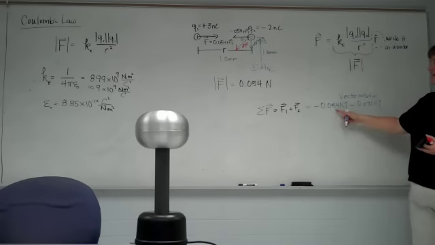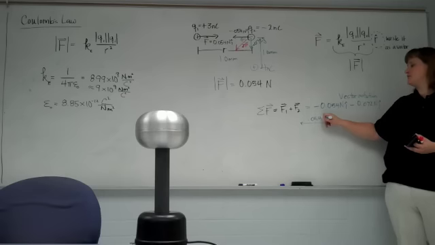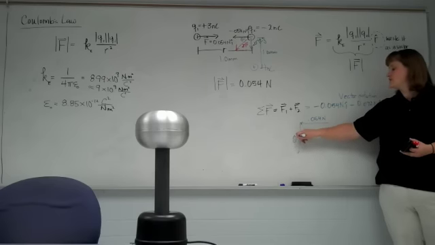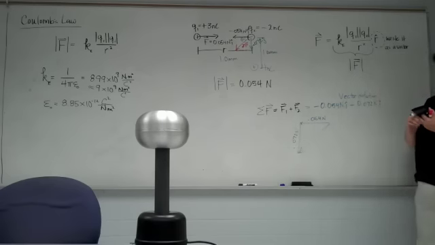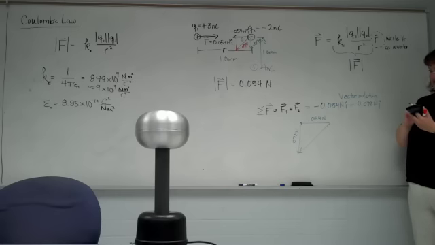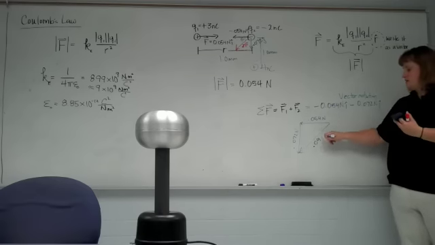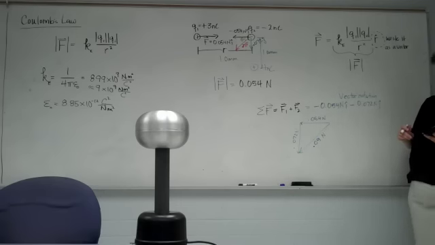So if we know the two sides, so our force basically is to the left 0.054 newtons, down 0.072 newtons. So the hypotenuse is simply found by the Pythagorean theorem. So the square root of 0.072 squared plus 0.054 squared. That's convenient. 0.09 newtons. So that's the magnitude.